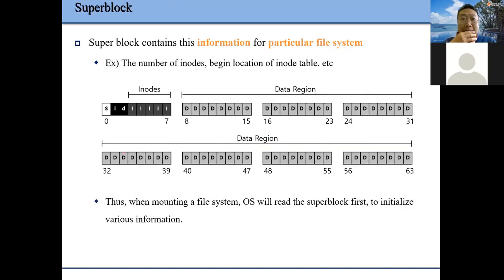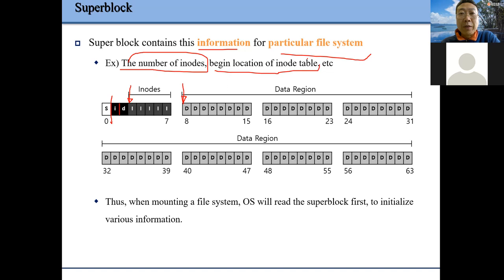Then the last thing. You can see we also have an S here. This S is the superblock. The superblock actually contains the information of this file system. Basically, you can think about it: now I want to find my inode, so I have to know where to start my inode region, then where it ends. Also, where is my data region? For example, how many inodes we have, where is the beginning location of the inodes, and so on. Later, when we want to operate on our file, we will read our superblock into memory. Then we can get all the information.